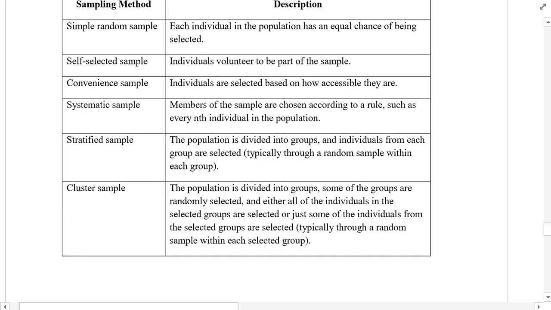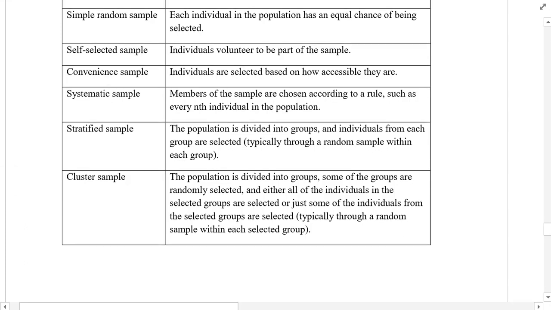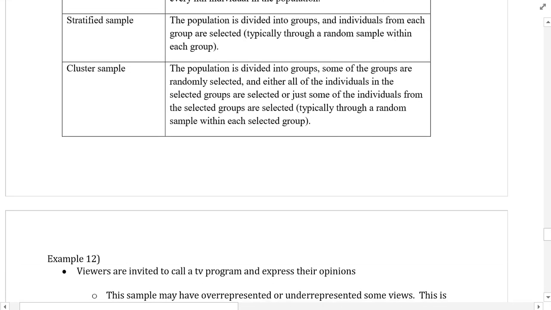A stratified sample would be like, I want to survey 40 people at the school, but I want to make sure I have 10 freshmen, 10 sophomores, 10 juniors, and 10 seniors, because I want to make sure that I have equal representation over the grades. A cluster sample is when the population is divided into groups. Some groups are randomly selected and either all the individuals in the selected group are selected or just some of them. So again, some sort of random process even within there.